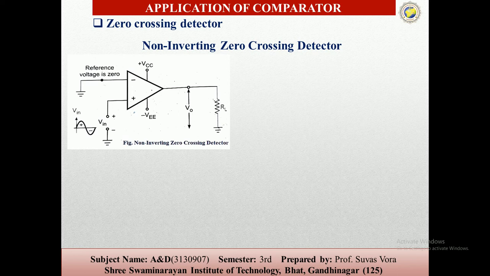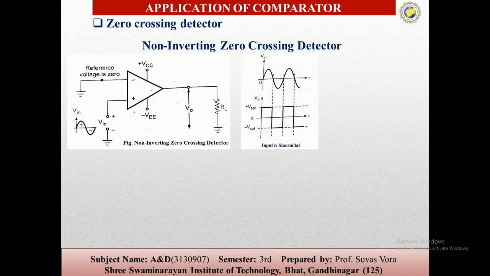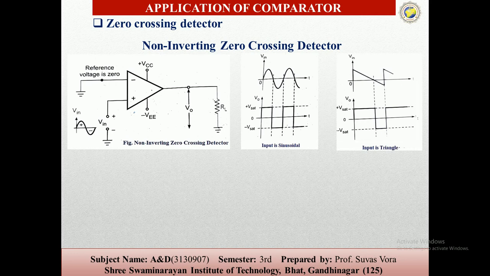During the positive half cycles, the input voltage is positive, above the reference voltage, and hence the output voltage is +V sat. During the negative half cycles, the input voltage Vin is negative, that is below the reference voltage, and the output voltage is -V sat. These are the waveforms when the input is sinusoidal and when the input is triangular.